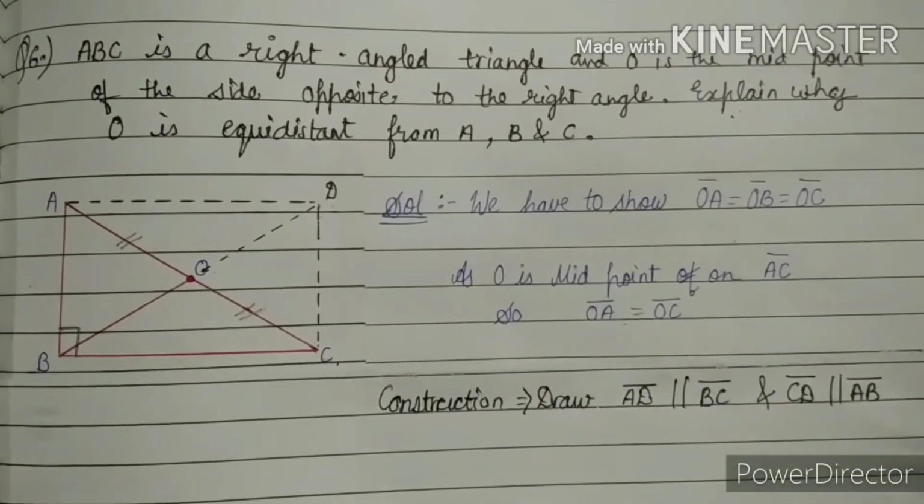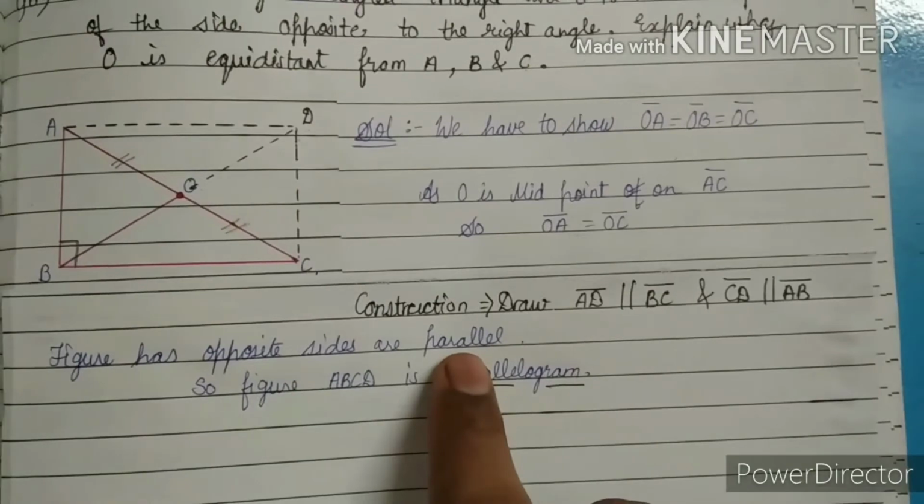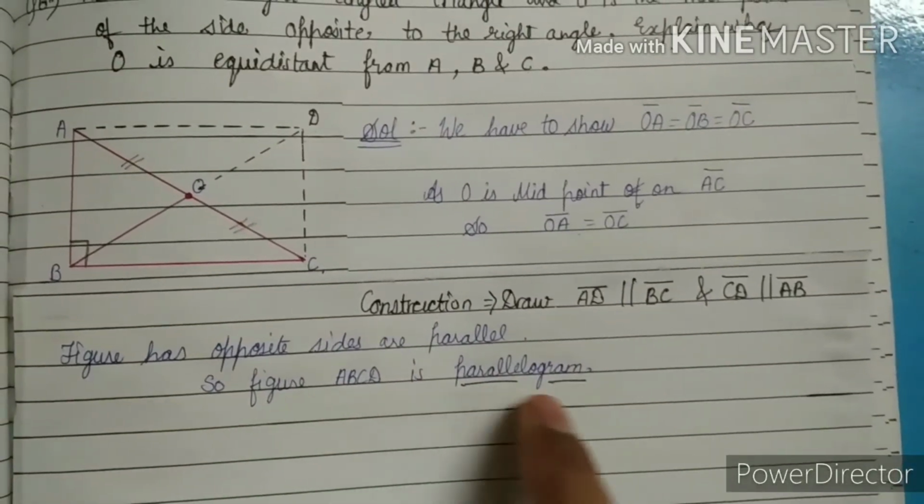From that property we can say the figure has opposite sides parallel. So figure ABCD is a parallelogram.